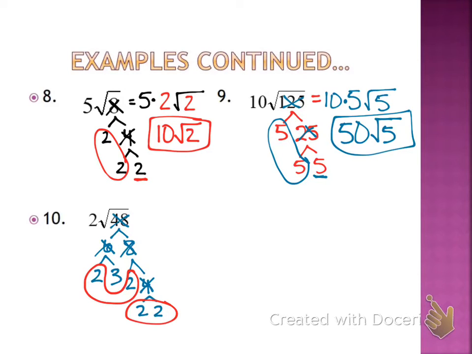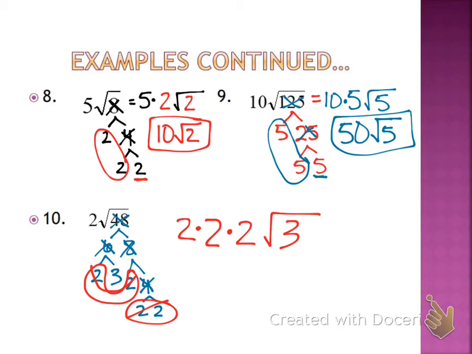So now I go to start writing my answer. What number is already out in front from the beginning of the problem? A 2. What else am I bringing out in front? Okay, I've got to bring a 2 from the pair at the bottom and another 2 from this other pair that was split up. What is alone under the radical? The 3.